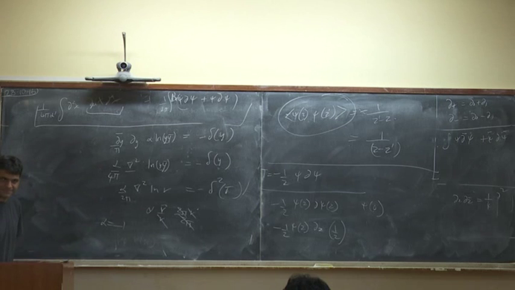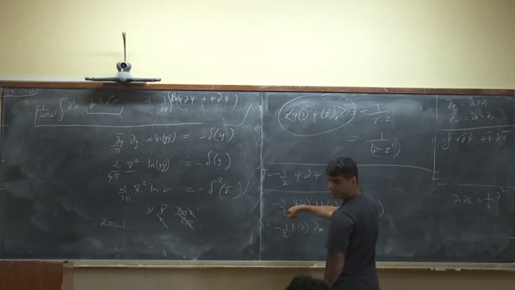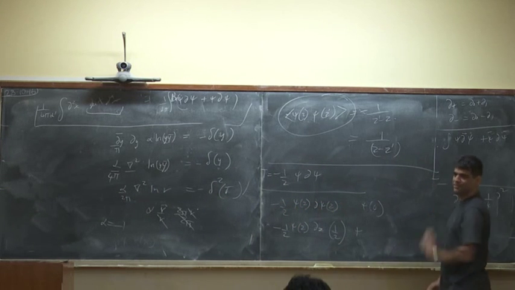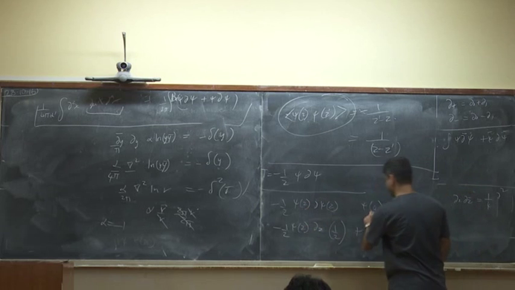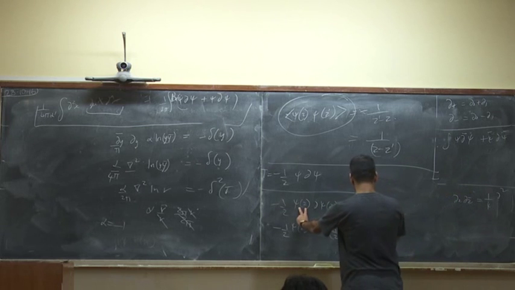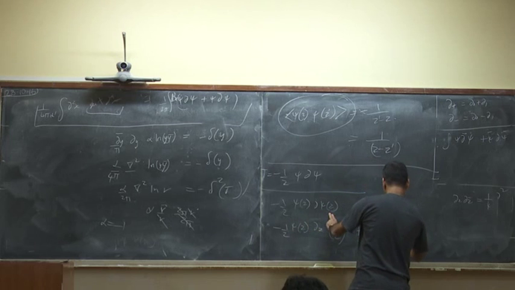Okay? Plus we get, now take this through, picks up a minus sign and contract this with this. So minus, so plus 1 by 2, this guy contracts with this guy, pick up a 1 by z, and then we get del z psi.